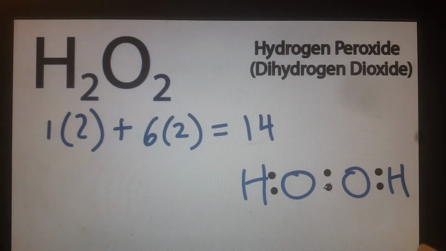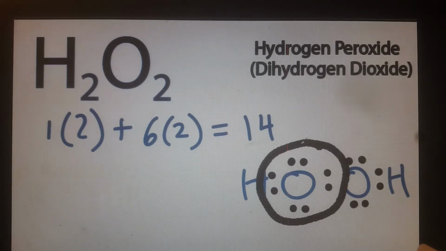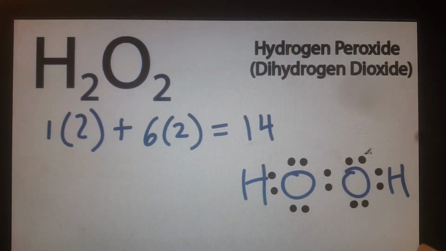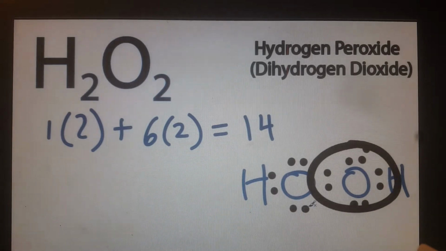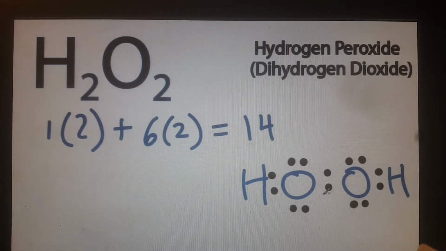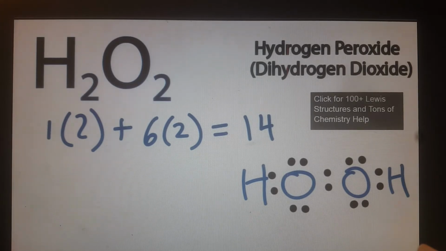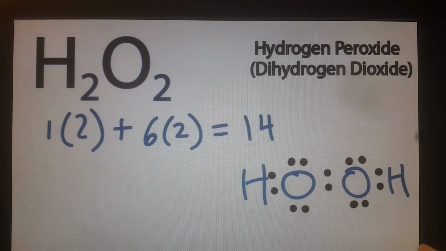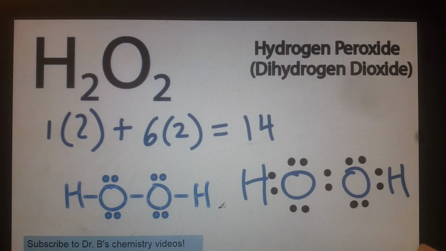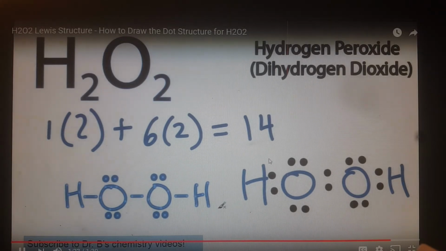And now we'll put electrons on the inner atoms. So we have 2, 4, 6, 8, 10, 12, 14 valence electrons. We've used all our valence electrons, and you can see that each oxygen has 8 valence electrons, so it has its octet satisfied. The hydrogens are good. That's the Lewis dot structure for H2O2. We can draw it also as a structural formula, and that would look like this right here. That's it. Lewis structure, H2O2.